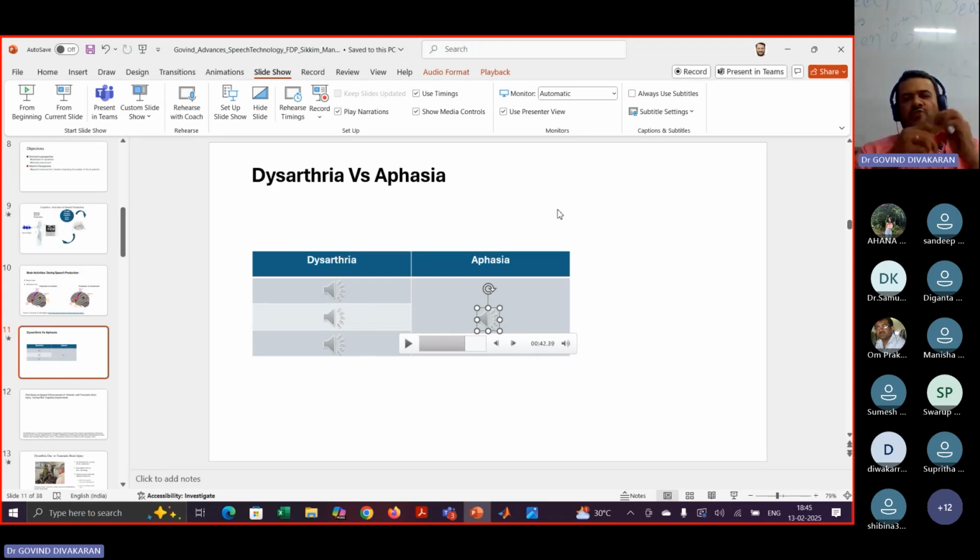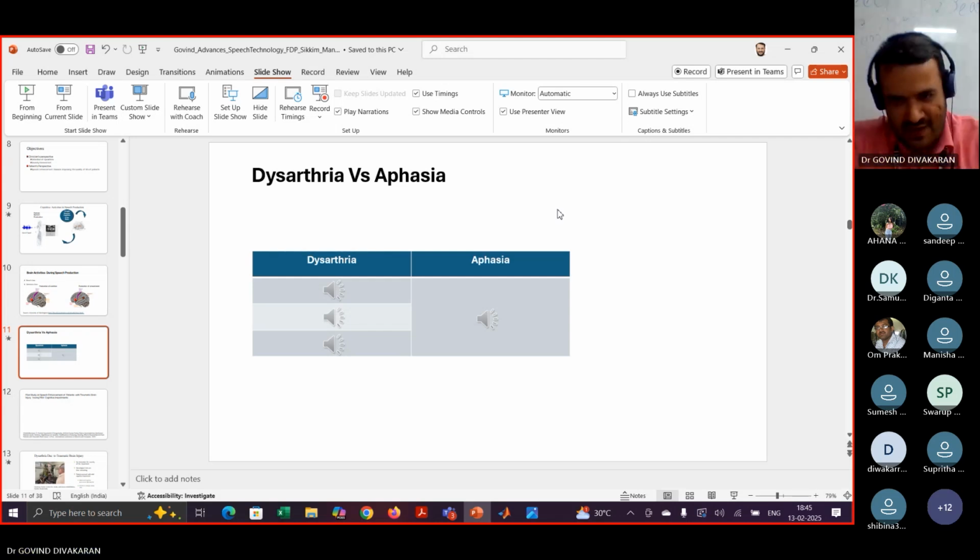Okay, if you have listened to this, can you tell me what is the difference between the first file that I have played and this file? Can anyone tell? Because the first one which I played is an example of dysarthria. The second one is an example of aphasia. Of course, you may not be knowing the language. So if you have listened to these patterns, what have you observed there?